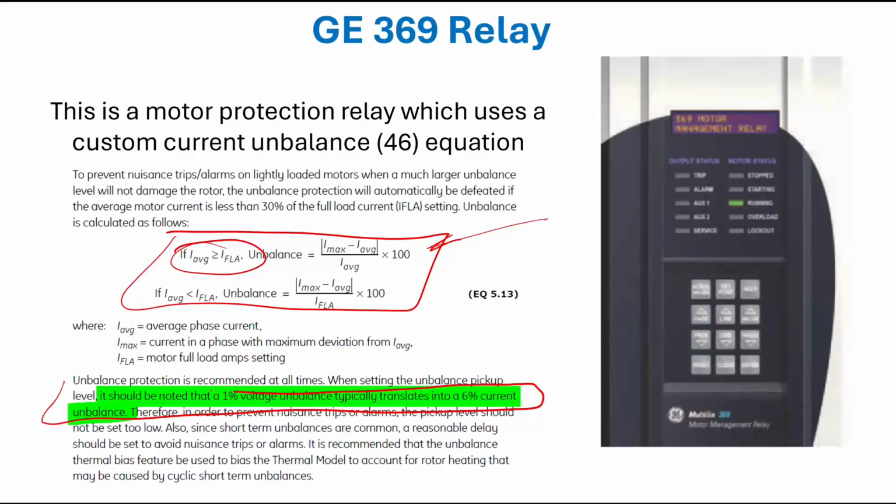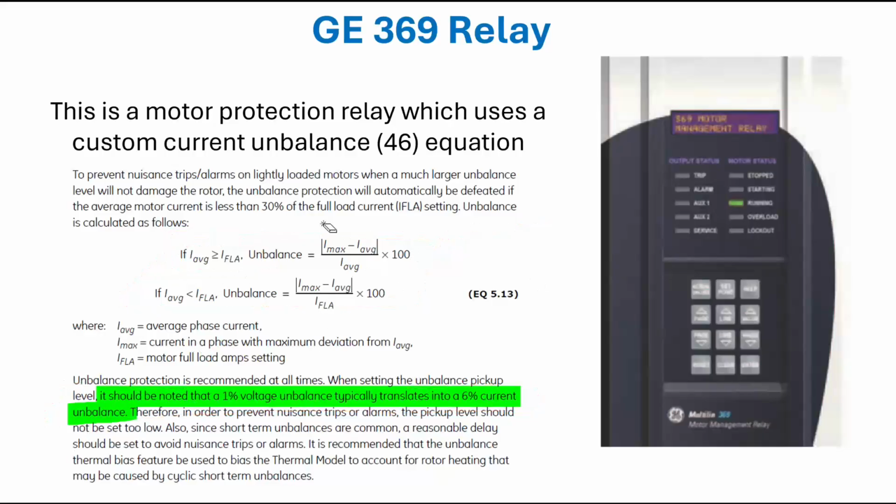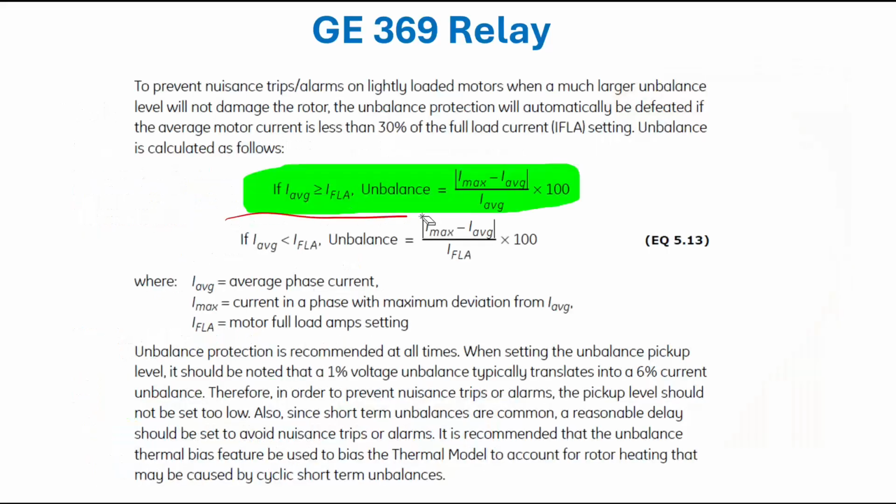GE puts this in here. It says a 1% voltage imbalance typically translates into a 6% current imbalance. I think that's wildly crazy. The math is just, it's neat with it. So as I said, we're going to use this upper equation right here.